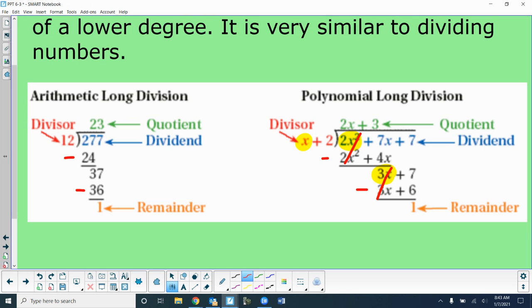If there's an x to the 4th in your dividend in here, then there should be an x cubed. If there isn't, you put plus 0x cubed. Then there needs to be an x squared. If it's missing, you put a 0x squared in. Then you need an x, and then you need the constant.